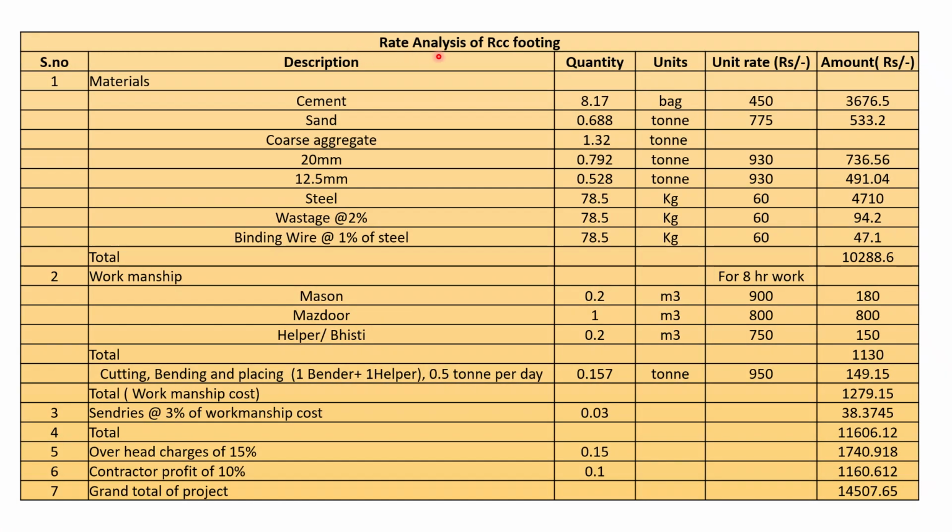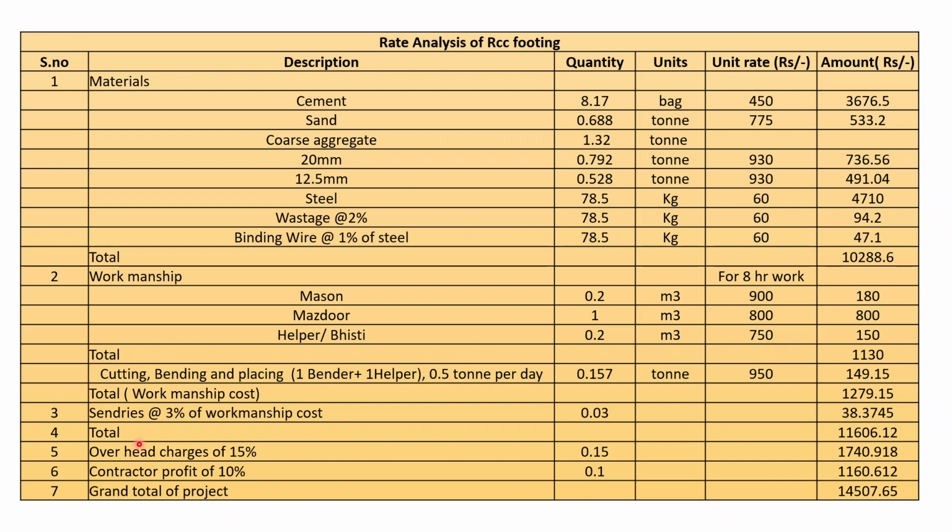Now let us perform the rate analysis of RCC footing, where the quantities are multiplied with the unit rates. Here, the quantities of materials are multiplied with the unit rates, and we have added the rate of wastage and binding wire in order to obtain the total rate of materials. We also have a category of workmanship in our rate analysis, where the manpower is paid accordingly as mentioned here. As our project consists of cutting, bending and placing, skilled labor is required and paid accordingly.